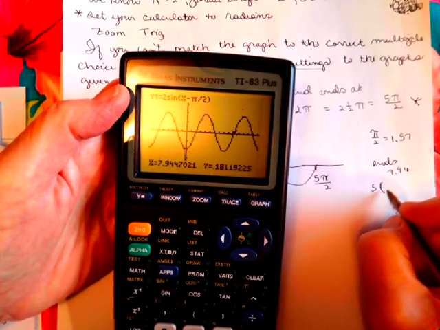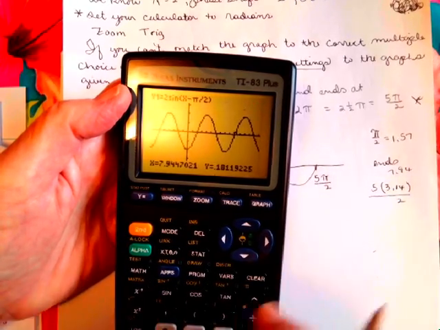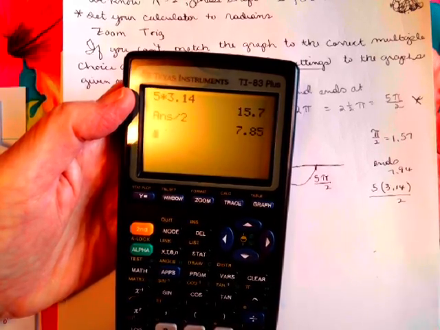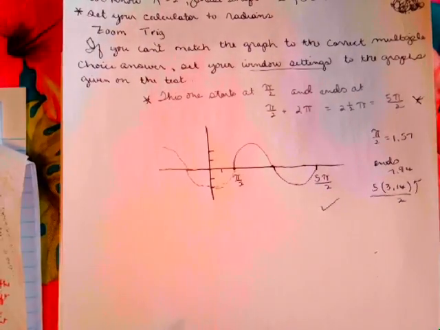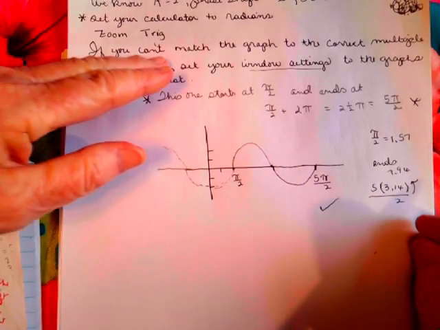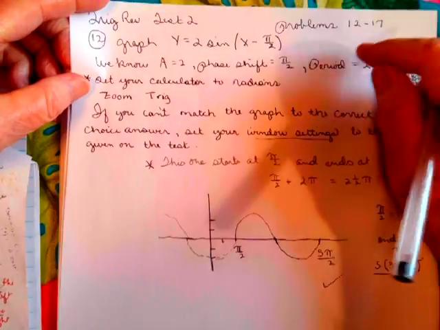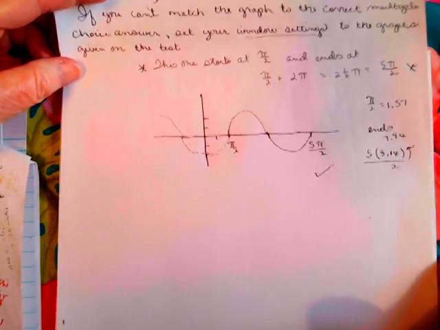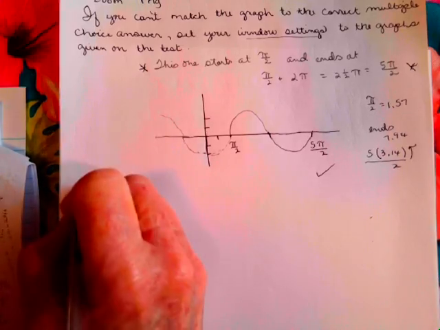Is 5 times 3.14 divided by 2 equal to 7.94? If it is, then I'm pretty happy. 5 times 3.14 divided by 2 equals 7.85. That's close enough. Yes. I don't think you will need all this information to do these graphs. I think by just looking at the graph and this, you'll be able to choose the right answer. I gave you some extra information in case you had problems. Maybe it would help you.